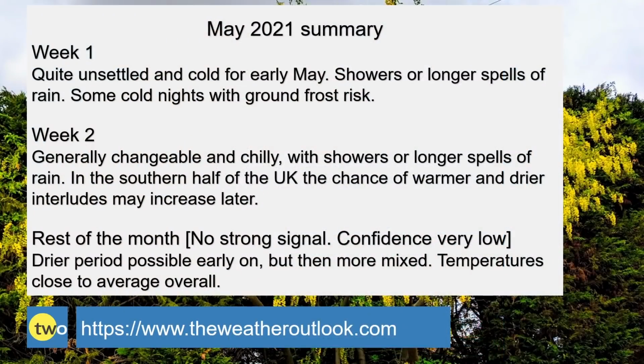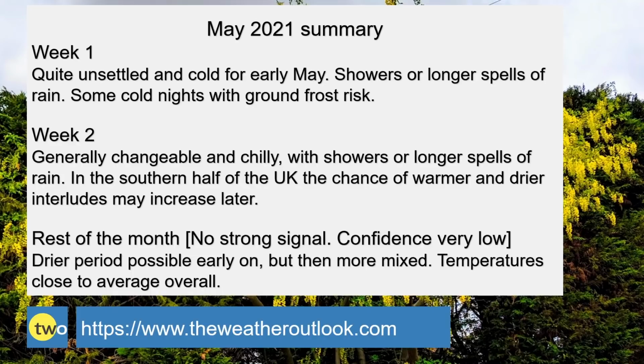So to summarize things, week 1 is going to be quite unsettled and cold for early May. Showers or longer spells of rain are expected in all parts of the country, and there will still be some cold nights where skies clear. They bring an ongoing risk of ground frost, particularly in the north. Week 2, it's staying generally changeable and often rather chilly. Further showers or longer spells of rain. There is a chance of warmer and drier interludes later on in the south, but generally it's pretty mixed.